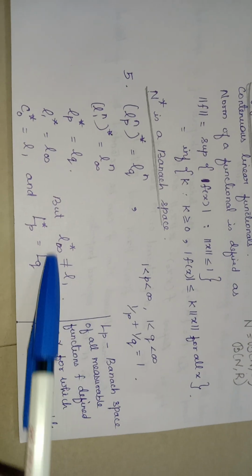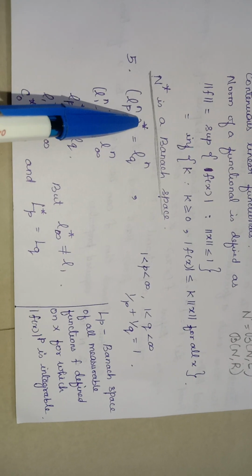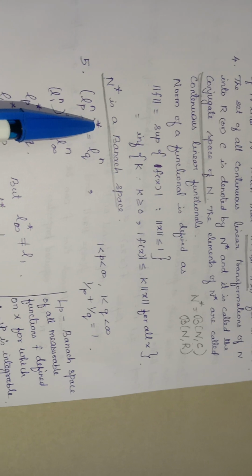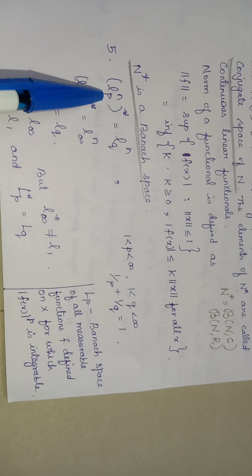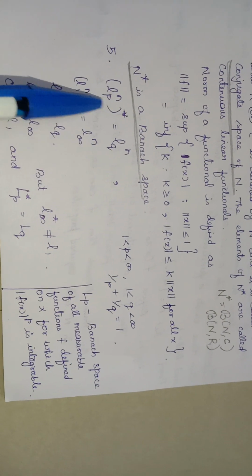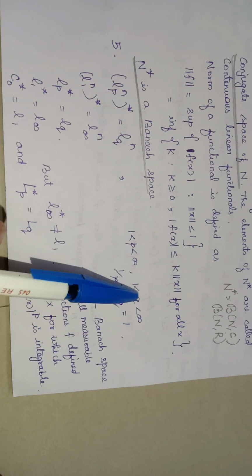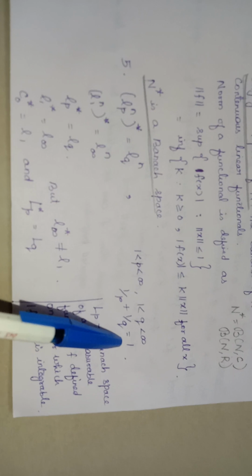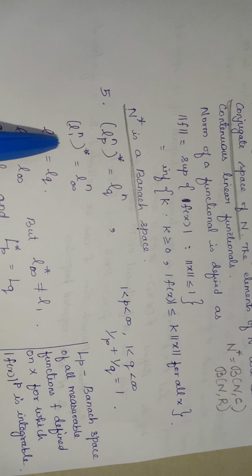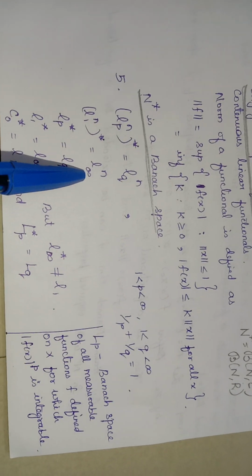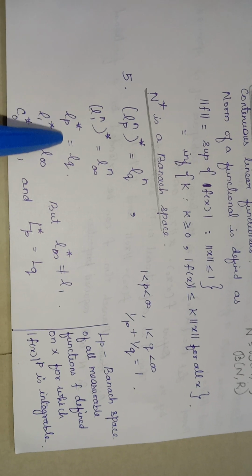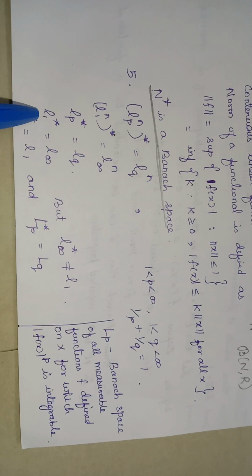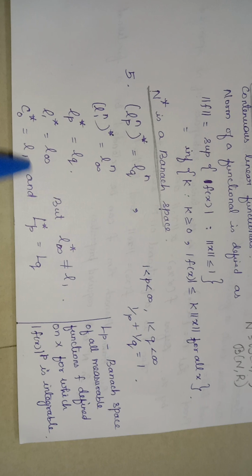Next, a few results we want to discuss. The conjugate space of l_p^n is equal to l_q^n. Star means what I told you, the conjugate space. What are this p and q? p and q are numbers greater than 1 and less than infinity with 1/p plus 1/q equal to 1. And the conjugate space of l_1^n equals l_infinity^n, the conjugate space of l_p equals l_q, and the conjugate space of l_1 equals l_infinity.